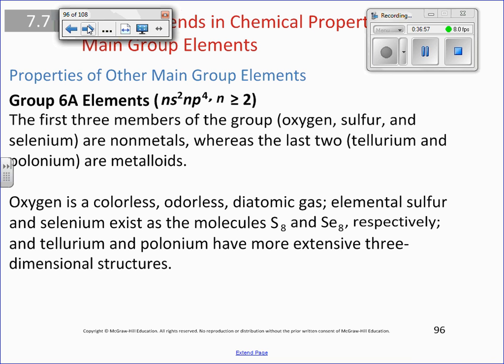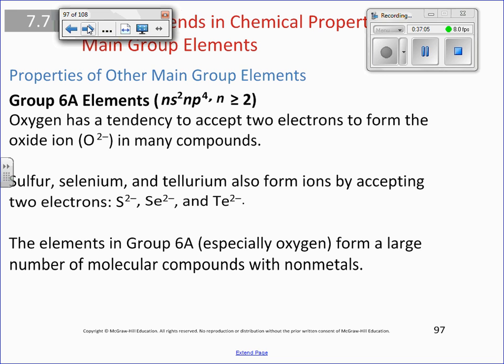So oxygen tends to form 2-. Sulfur, selenium, tellurium also form 2-. And they form a large number of molecular compounds.